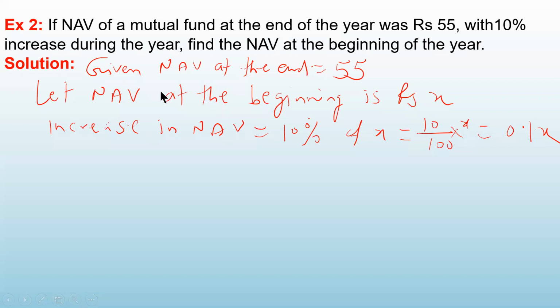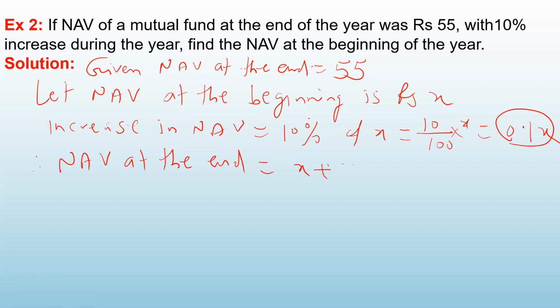So NAV at the beginning was X and कितना उसमें increase हो गया? 0.1X. So what is the NAV at the end? Therefore, NAV at the end should be how much? In the beginning it was X और उसमें कितना increase हो गया? 0.1X. So this is the NAV at the end. So X means 1X. So 1.1X. So NAV at the end is 1.1X. But you are given the NAV at the end, how much? 55. So 55 is equal to 1.1X.